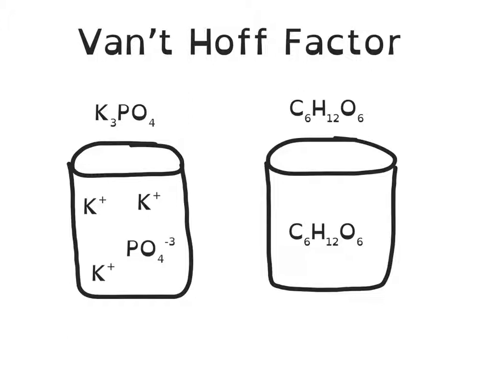So if I'm looking at the van't Hoff factor for my potassium phosphate, 1 potassium phosphate yields me 4 ions, or 4 particles. It's a van't Hoff factor of 4. 1 glucose yields me 1 particle of glucose, so it only has a van't Hoff factor of 1. And this becomes very important when we start looking at the different equations that we have for the colligative properties. So let's see how this relates to our individual colligative properties.